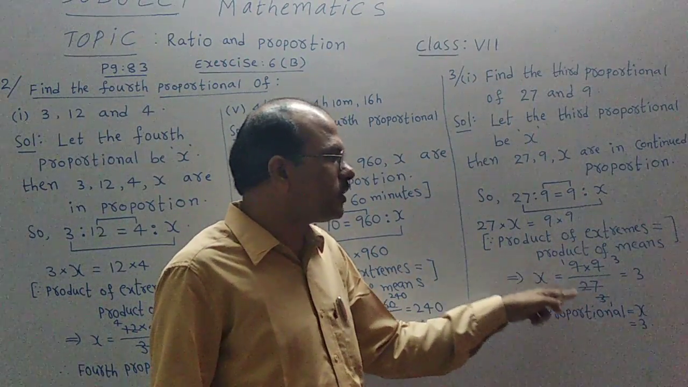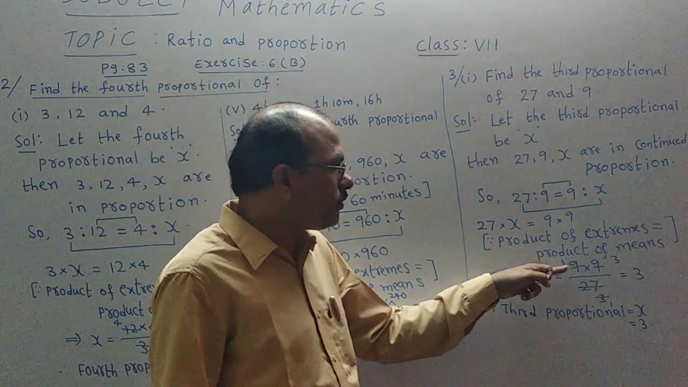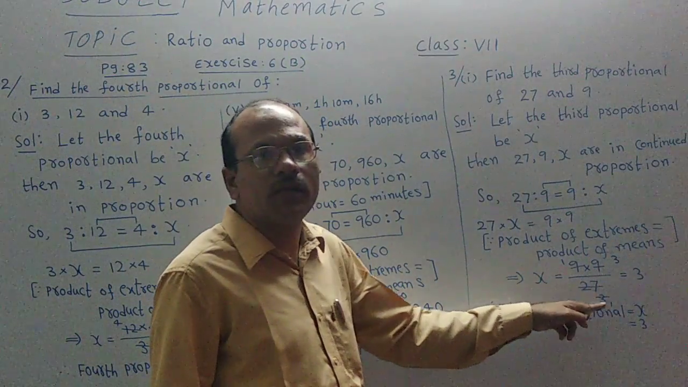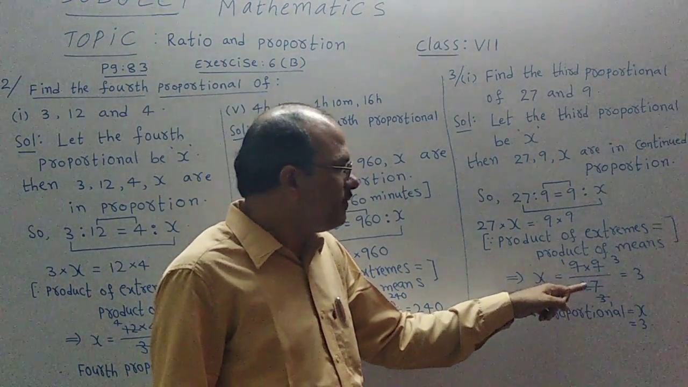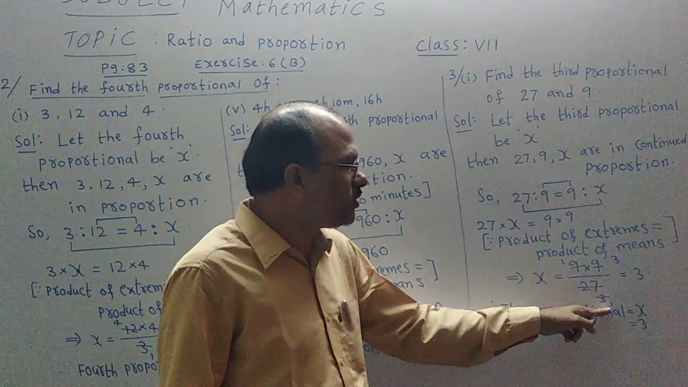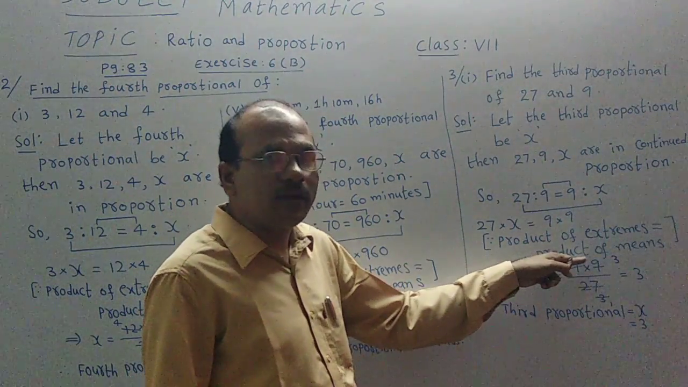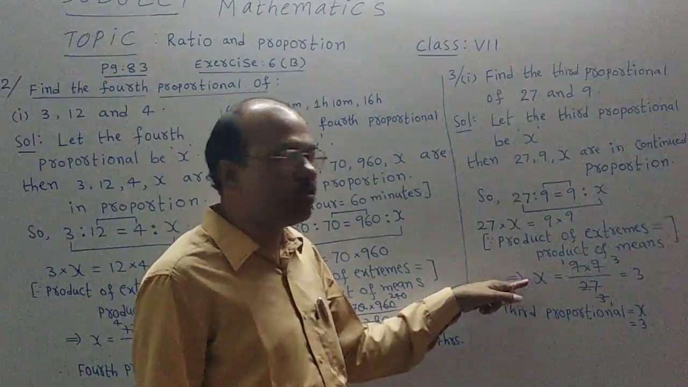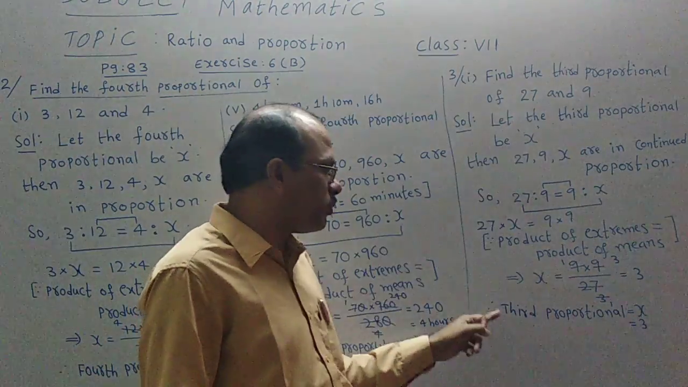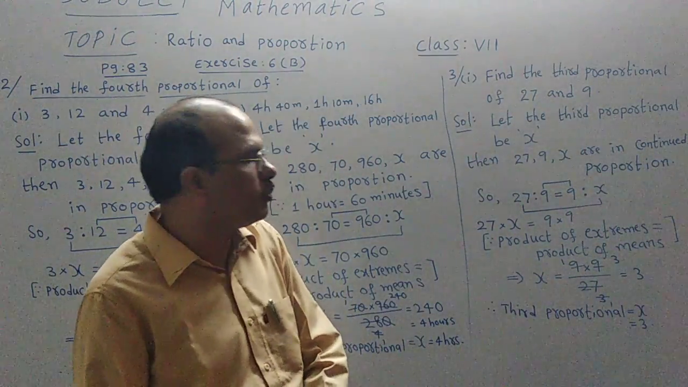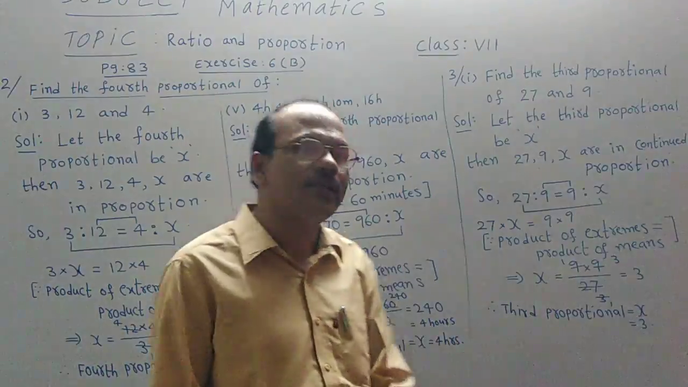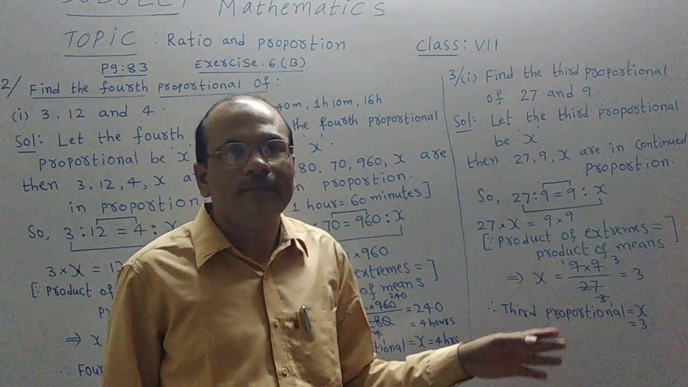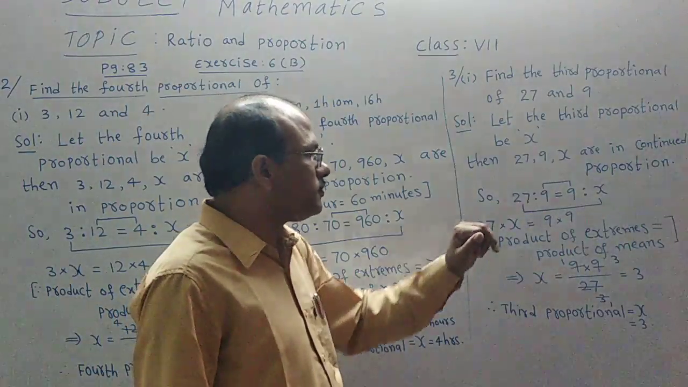Now cancellation with the 9th table. 9 1s are 9, 9 3s are 27, 9 3s are 27. Now 3 table, 3 1s are 3, 3 3s are 9. Only 3 left. That 3 we got as the x value. x we said as the third proportional. Therefore third proportional is equal to x, that is equal to 3 we got. Is it clear, students? So here it is 3.